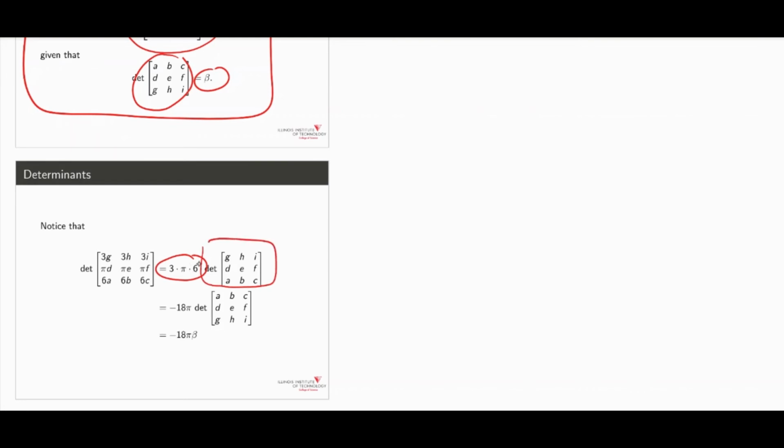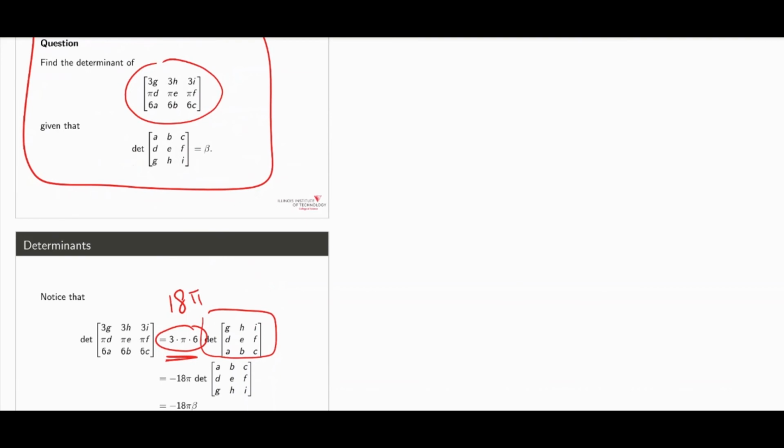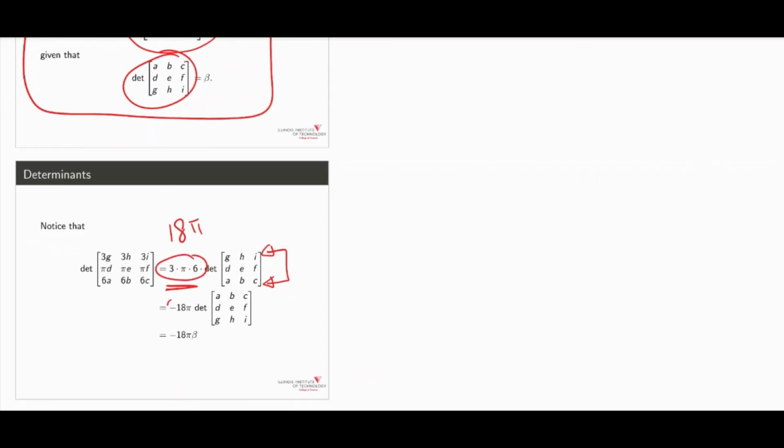So you have 18 pi right here. Okay, and then we don't have the one that is G, H, I, D, E, F, A, B, C. What we have is this one, but you can see they are the same if you interchange the first row and the third row. So if you interchange the first row and the third row, the determinants will differ by a negative sign, and then this one right here is exactly what we have from before, so that is beta. So the answer will be negative 18 pi beta. So I hope you get this answer right. Okay, this is nothing but utilizing the properties for determinant.